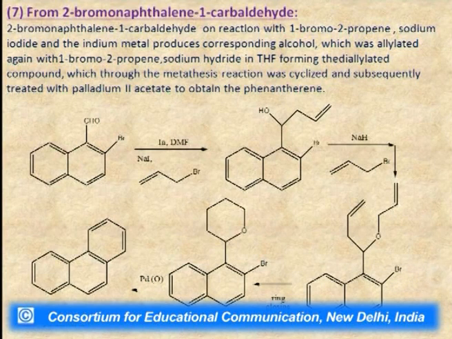forming the diallylated compound, which through the metathesis reaction will undergo cyclization followed by subsequent treatment with palladium(II) acetate, which will do the oxidation reaction to give us the phenanthrene molecule. So, here the ring closure will take place from this position and on oxidation we will get here the phenanthrene molecule.